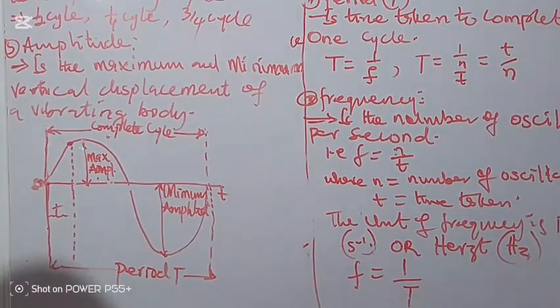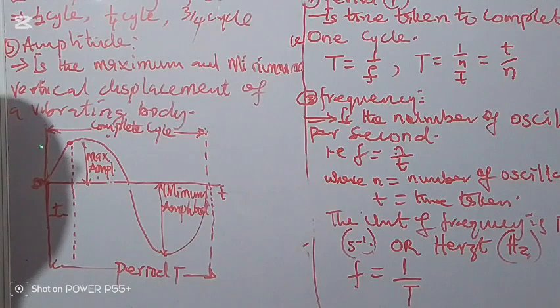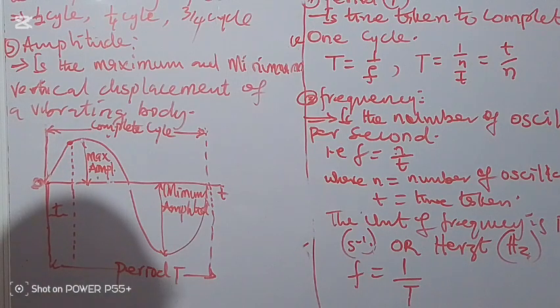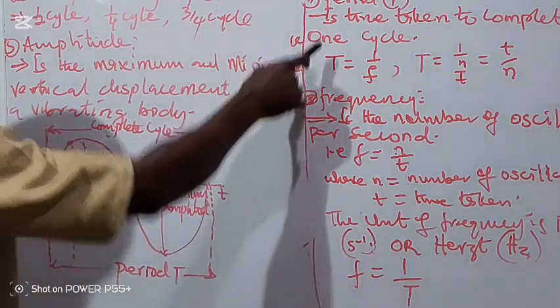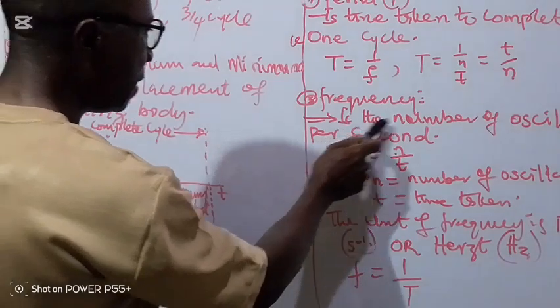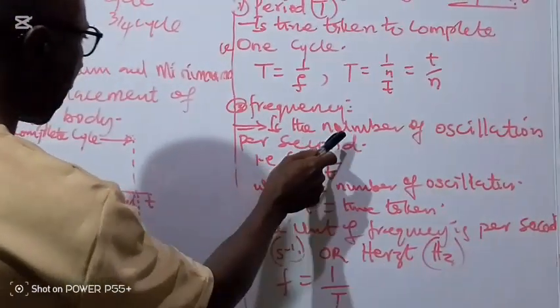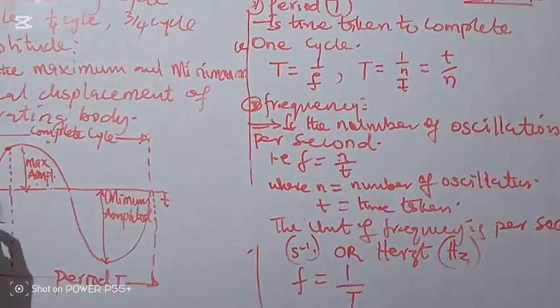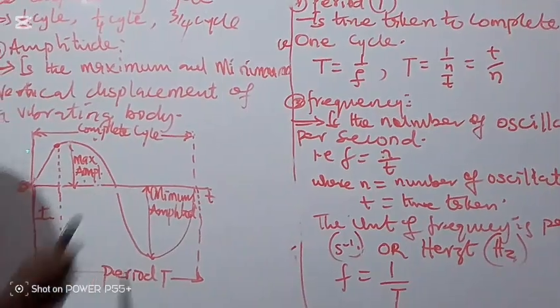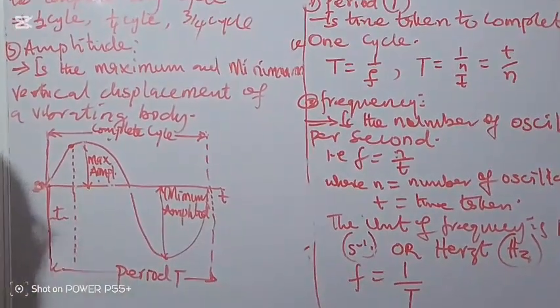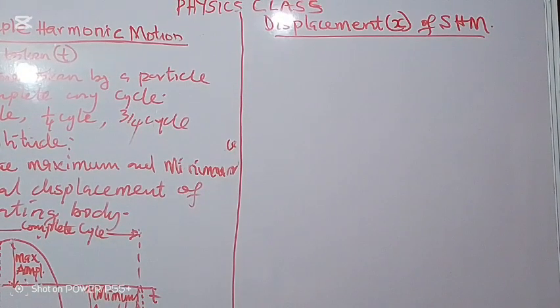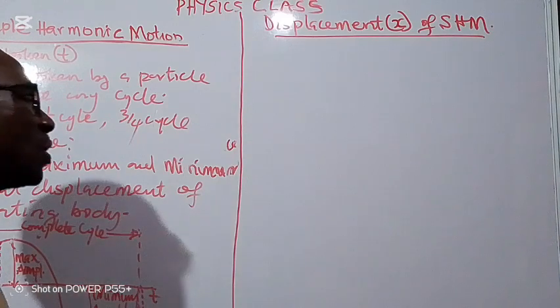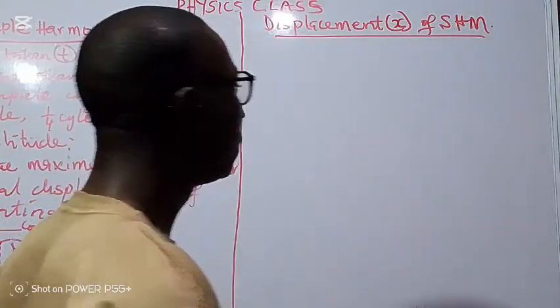If you look at this profile again, if you talk about frequency, that is the number of oscillations per second. So this is one oscillation, as I said, one cycle. S is displacement, S of simple harmonic motion.